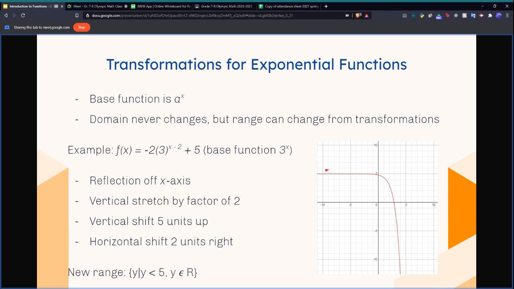You can see that this graph is approaching this 5 value, this plus 5. It's approaching 5, but it's never going to touch it. If you try to solve this equation, you'll never solve for this equal to 5. It's just impossible. So this graph will never touch 5, but it's getting really, really close to it on the left side. And everything else is underneath that. So it can't be anything greater than 5. So you have your new range of y, such that y is smaller than 5, and y still belongs to the set of real numbers. All right? Any questions about this?